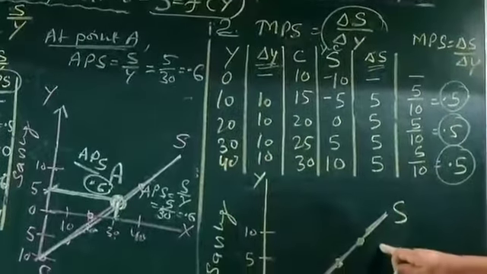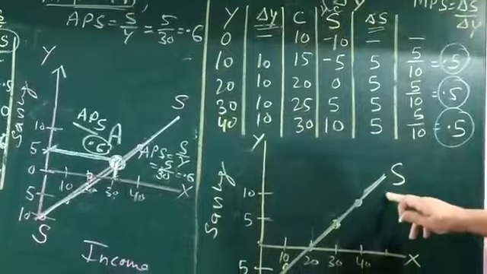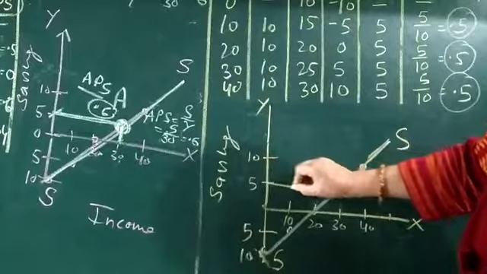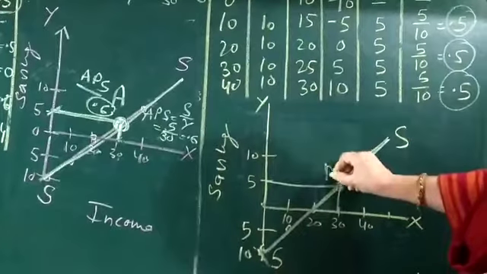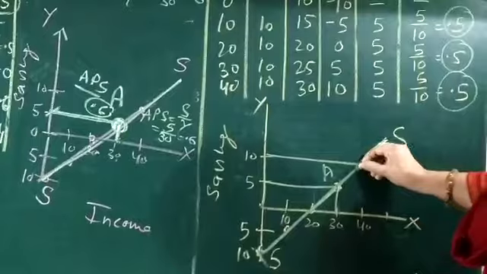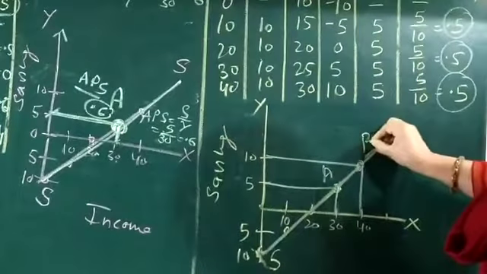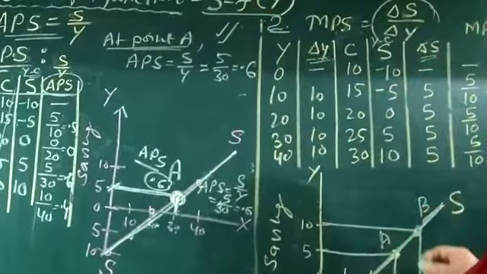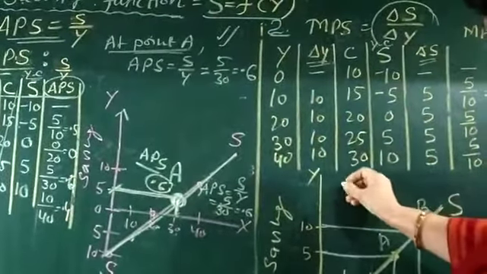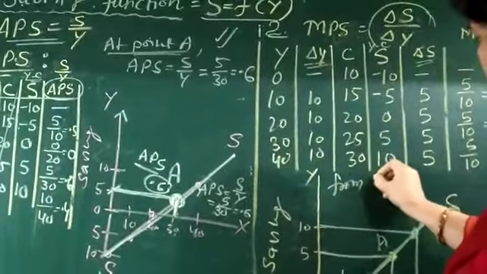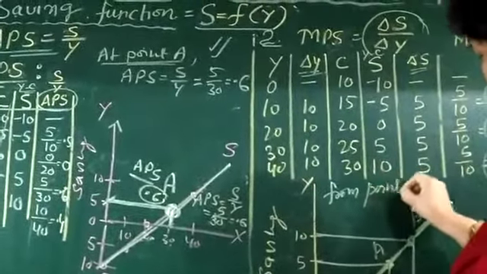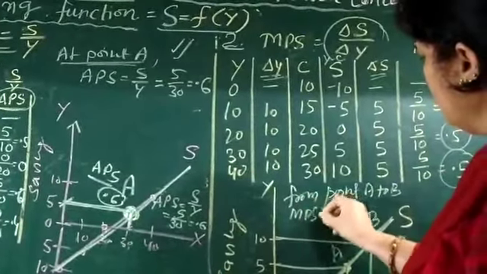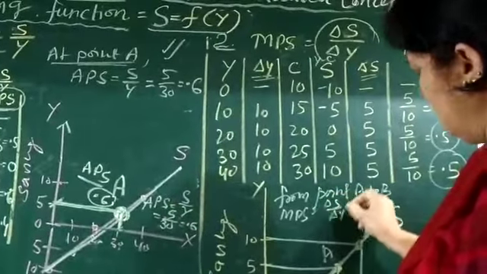For the derivation of marginal propensity to save, in this diagram, we are deriving just the saving curve. This is combination A and this is combination B. Here we took point A for APS, but for the calculation of MPS, I am writing from point A to B. The value of MPS is equal to delta S upon delta Y.